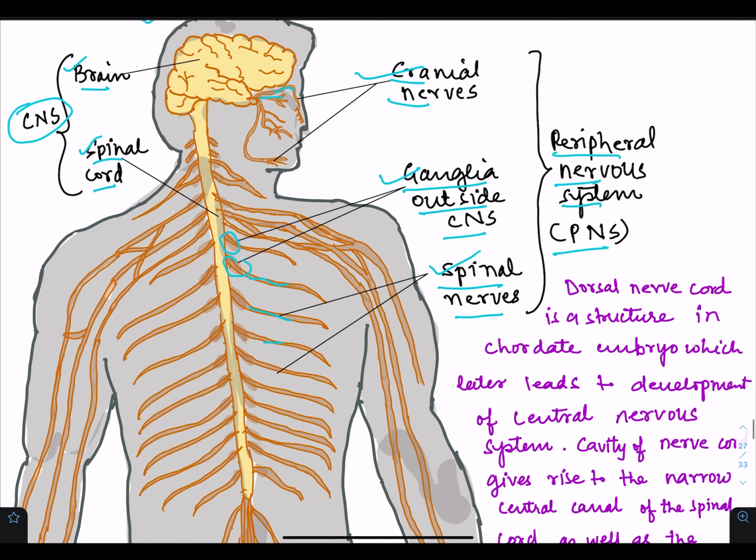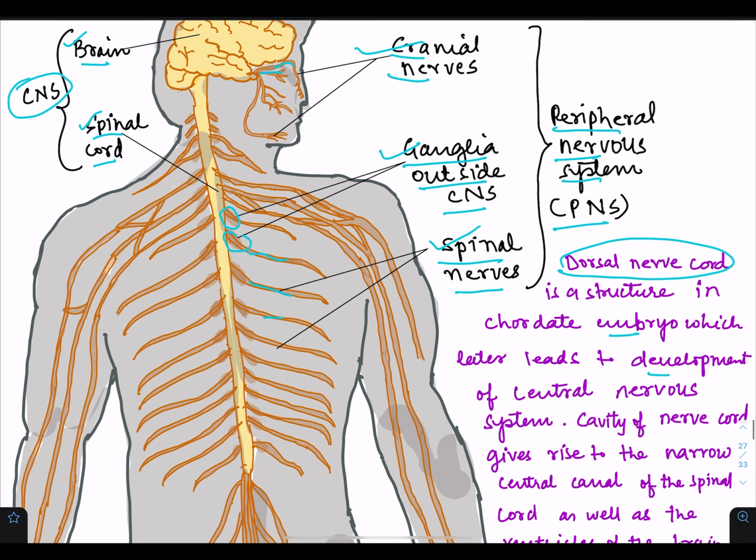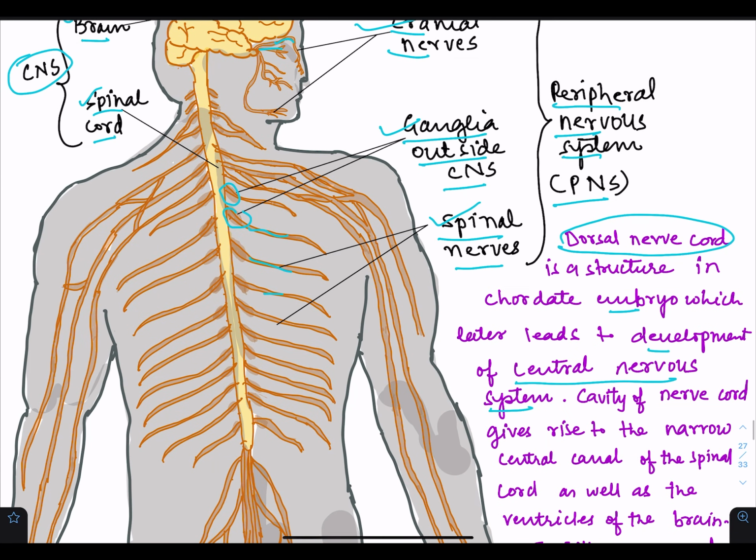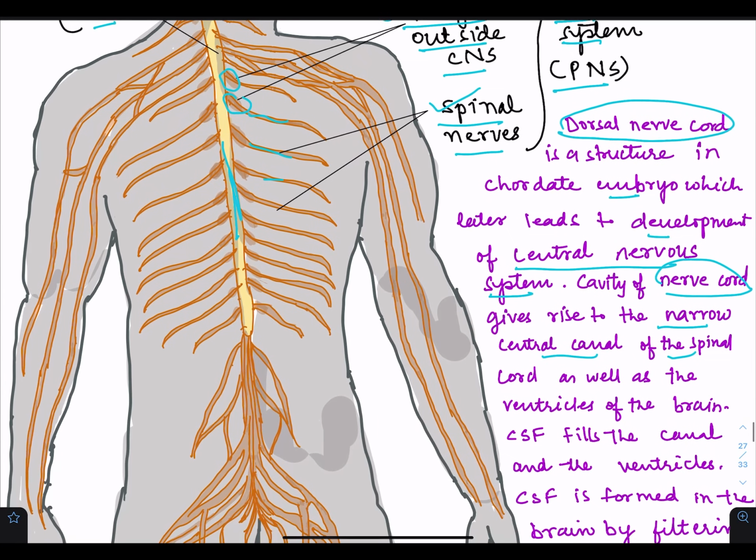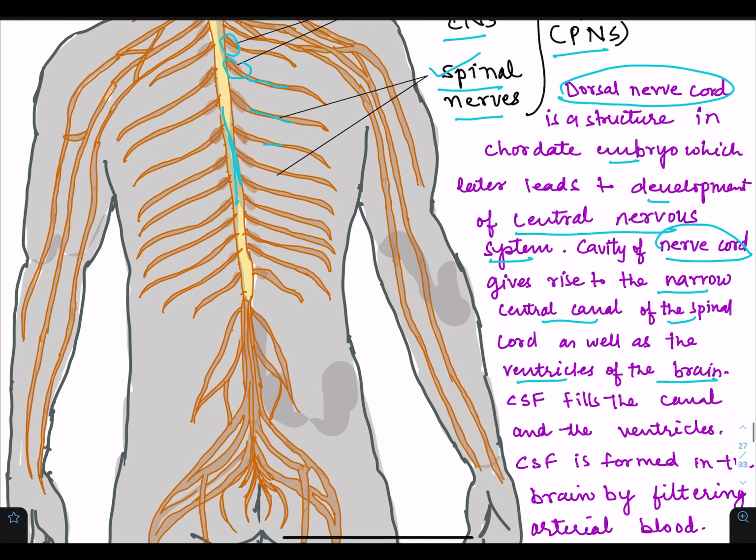Now, let us have a look at the embryology part. The dorsal nerve cord. What is the dorsal nerve cord? It is a structure in the chordate embryo which later leads to the development of the CNS or the central nervous system. The cavity of this nerve cord gives rise to the narrow central canal of the spinal cord as well as the ventricles of the brain, which we will study later.